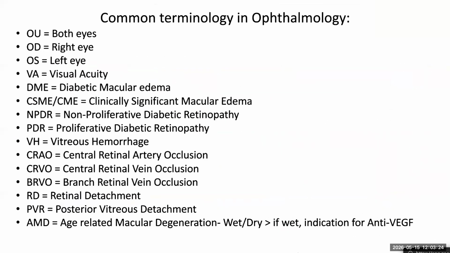These are some basic terminologies, and this is the most important part. The first three things we always see in the ophthalmology report: OU means both eyes. If findings are similar in both eyes, they usually write OU. D is for the right side, S for the left side, VA stands for visual acuity. Then diabetic macular edema, clinically significant macular edema, non-proliferative DR, proliferative DR, vitreous hemorrhage. These are the most likely questions you get in USMLE, CRU, and CRDO. Retinal detachment, we all know RD, and AMD, age-related macular degeneration.